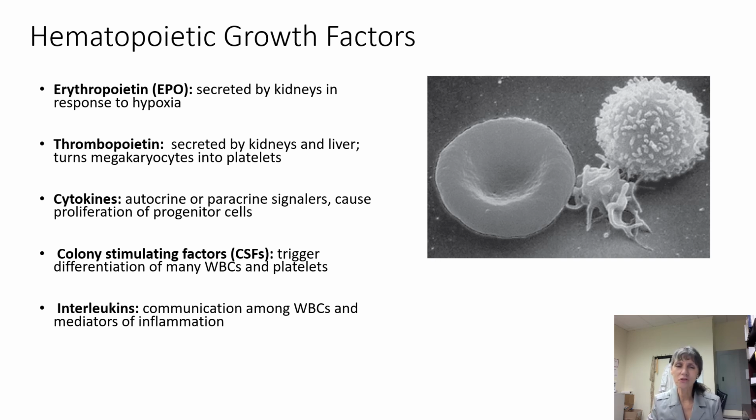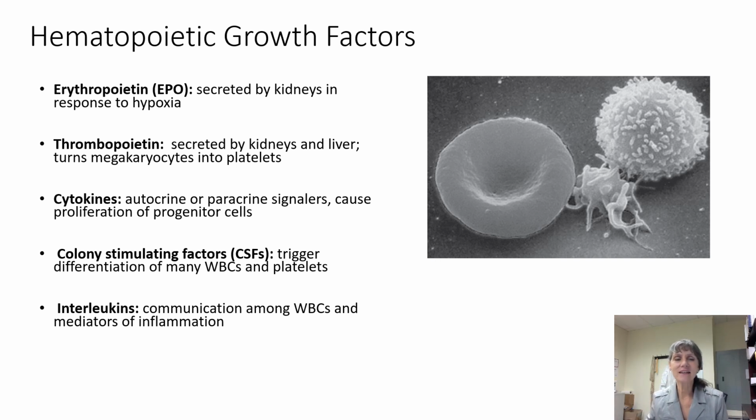Thrombopoietin is a special growth factor that helps direct those progenitor cells to turn megakaryocytes into platelets, and that specific growth factor is secreted by the kidneys and the liver. There are also special chemical messengers known as cytokines that are either autocrine or paracrine signalers that cause the proliferation or creation of more progenitor cells. Proliferation is creation of a lot of things. So bunny rabbits are highly proliferative.